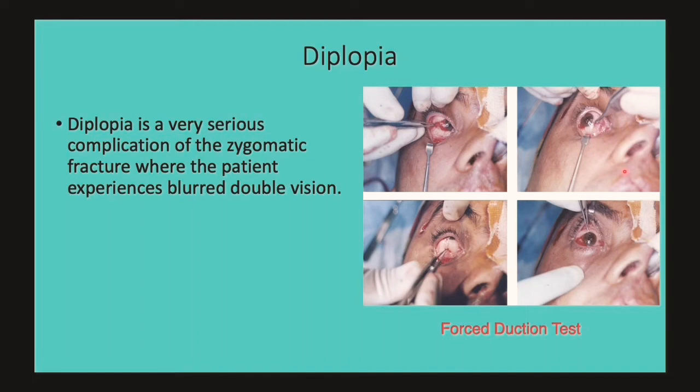Diplopia is a very serious complication of the zygomatic fracture, where the patient experiences blurred double vision. It can be examined by the forced duction test, by holding the tendon of the inferior rectus muscle and rotating the eyeball superiorly with the other movements, and comparing it to the other side.